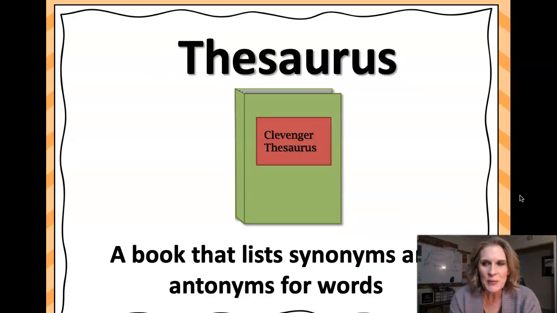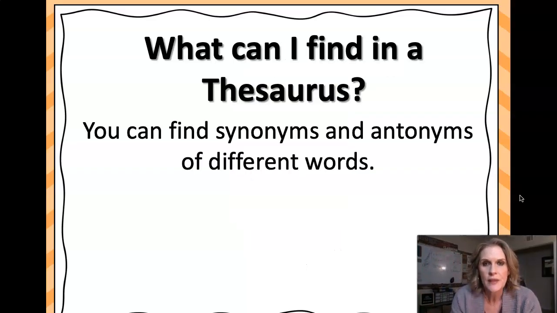Thesaurus. You remember thesaurus? Remember, this came up in our lesson on antonyms and synonyms. Thesaurus sounds like a dinosaur name, right? It's a book that lists synonyms and antonyms of words. What can I find in the thesaurus? I just told you. You can find synonyms and antonyms of different words. And remember, we already learned about synonyms and antonyms. Synonyms are words that mean the same, and antonyms are words that mean the opposite.